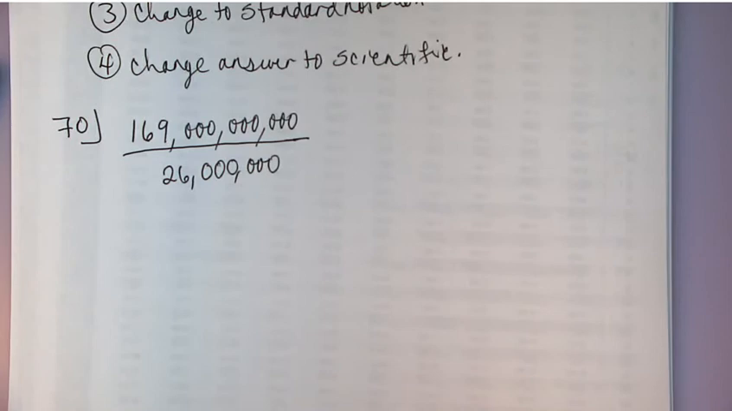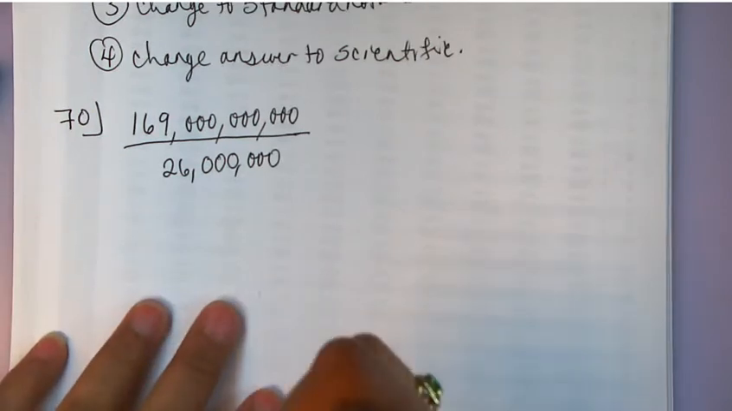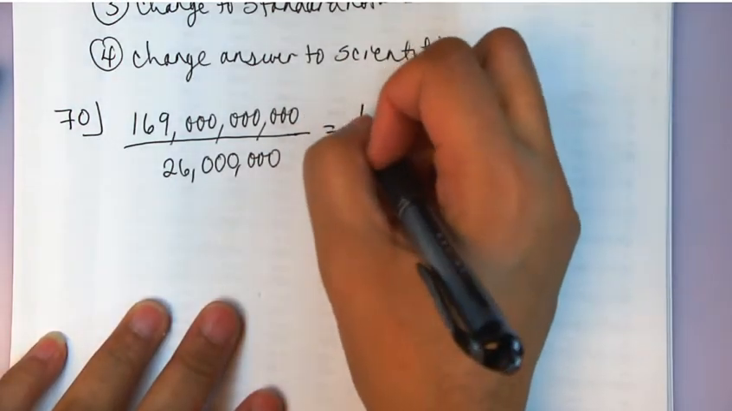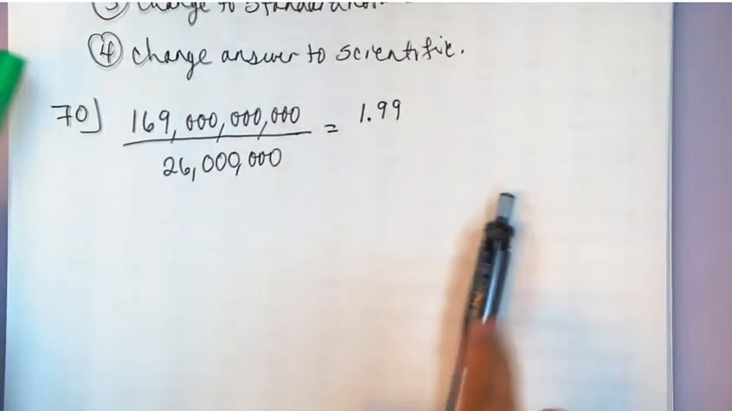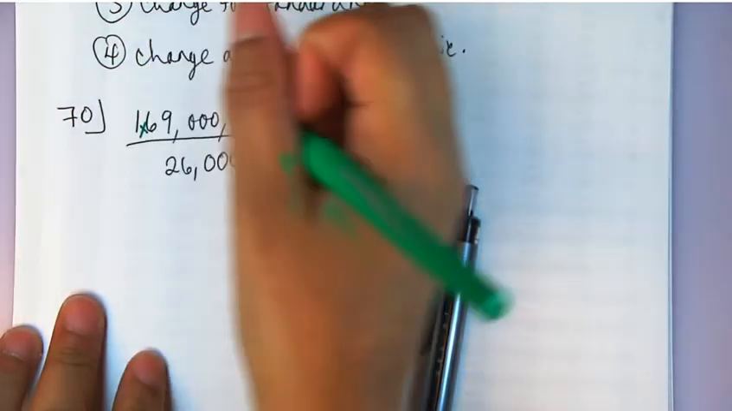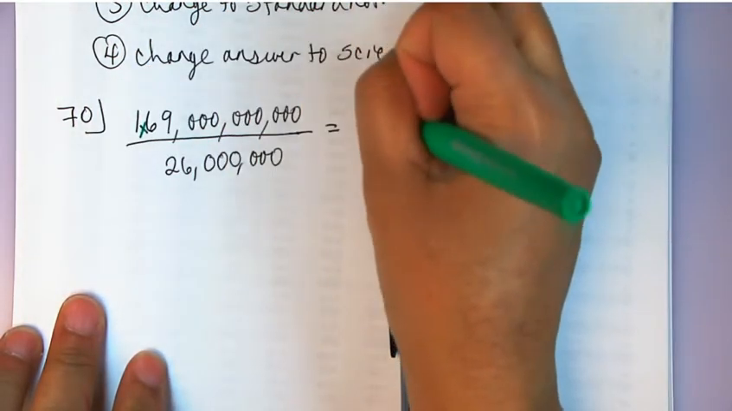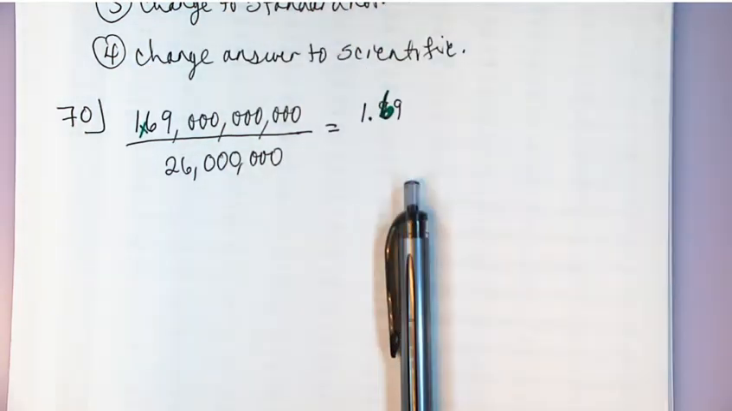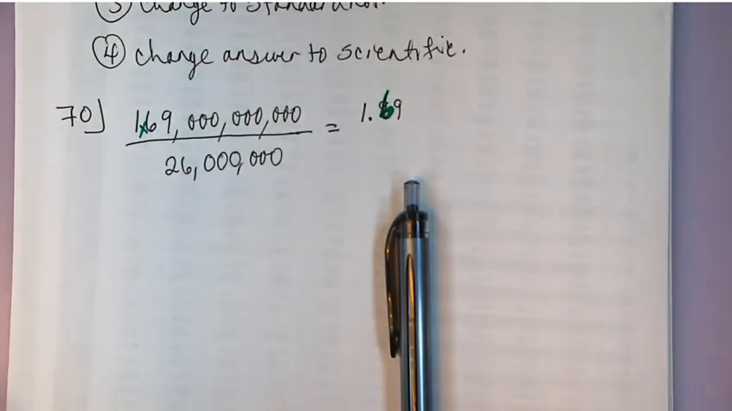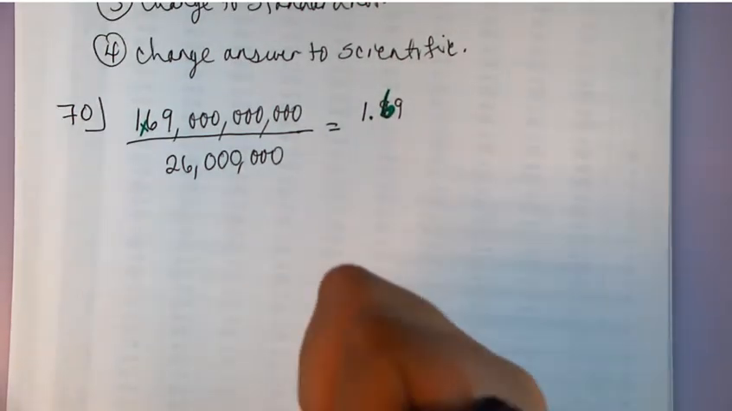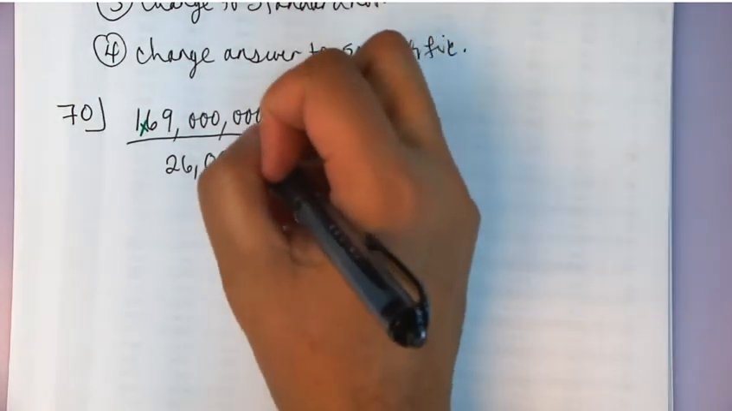So the first thing we're going to do is change it to scientific notation. The first one gives me 1.69 because X marks the spot. And I wrote 1.99. Sorry. That's a 6. Sorry. 1.69. How many places am I going to have to move it to get there? Let's see. Well, that's 3, 6, 9, 10, 11.